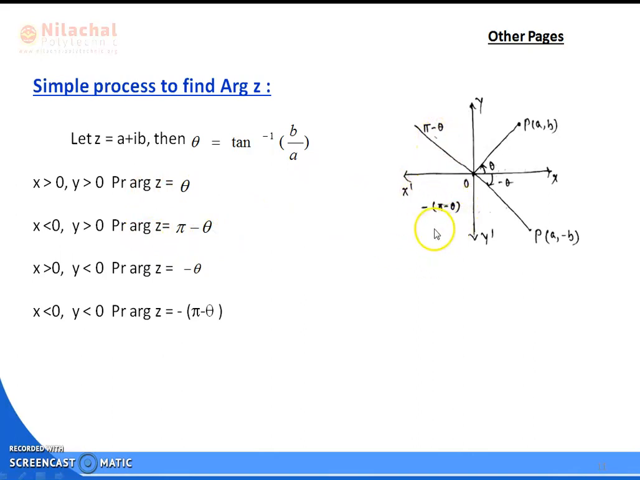Similarly, for the third quadrant, x less than 0, y less than 0, where x is taken as a and y as b. Clear? So at that time in the third quadrant your argument formula is minus (pi minus theta). It is written as the principal value of argument z, shortly written as PR of argument z. Its formula is minus of (pi minus theta). Similarly, for the fourth quadrant the formula is minus theta. So all these you use to find the argument of z.